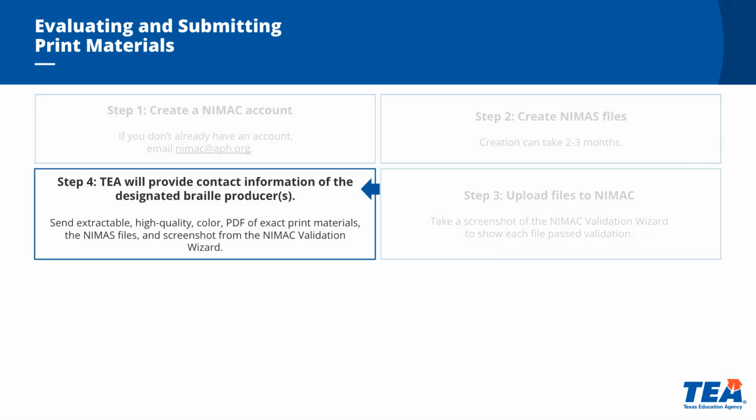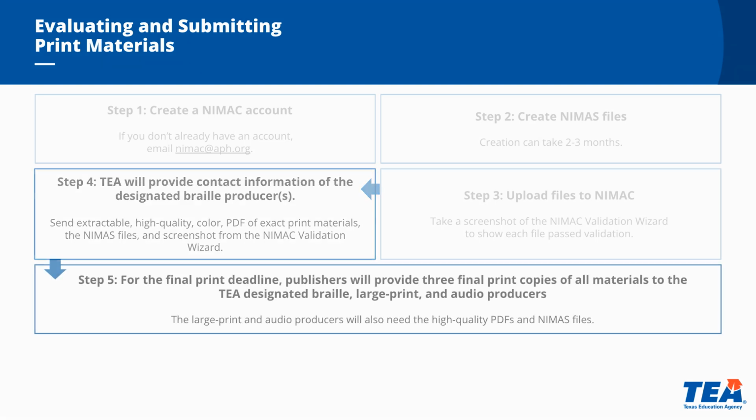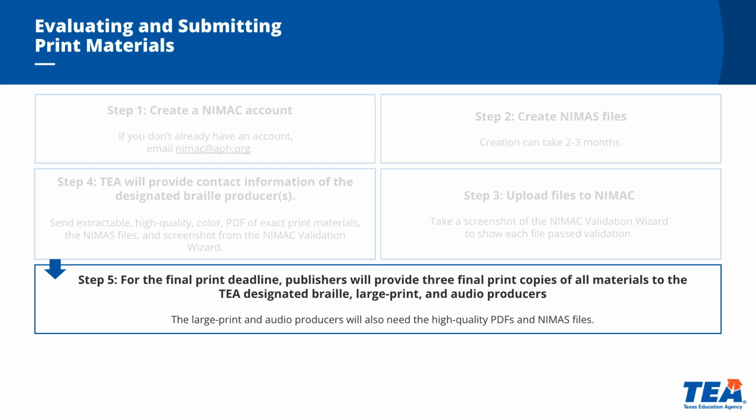Then, TEA will provide the contact information of the designated Braille producers. An extractable, high-quality, color-accessible PDF of the exact print materials, a copy of the NIMAS files, and the screenshot from the NIMAC Validation Wizard should be sent to the Braille producer. For the final print deadline, publishers will provide 3 final print copies of all materials to the TEA-designated Braille, large print, and audio producers. The large print and audio producers will also need the high-quality PDFs and NIMAS files.